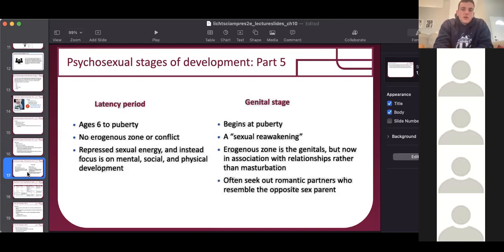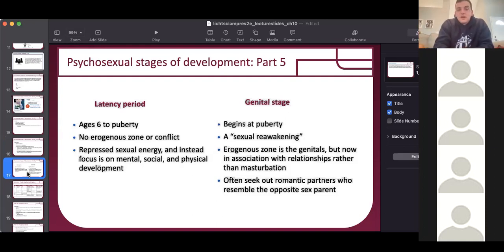All right. So after the phallic stage, we get to this point called the latency period, which is from 6 to 18, where everything just kind of chills out for a bit, I guess. And you don't have to worry about all this weird sex stuff. There's no erogenous zone or conflict. There's repressed sexual energy. Instead, the focus is on mental, social, and physical development. Well, that part sounds lovely. So all this just kind of chills out until you hit puberty, in which case it revs right back up into the genital stage, which goes from puberty until death. Like that's just the rest of your life.